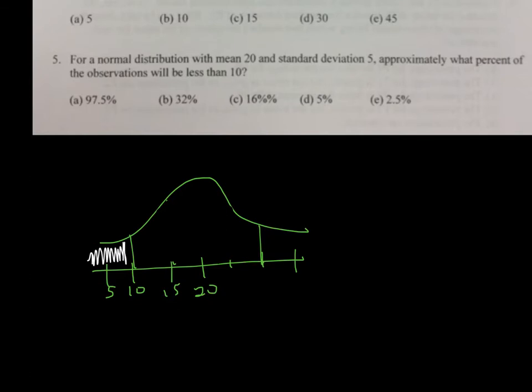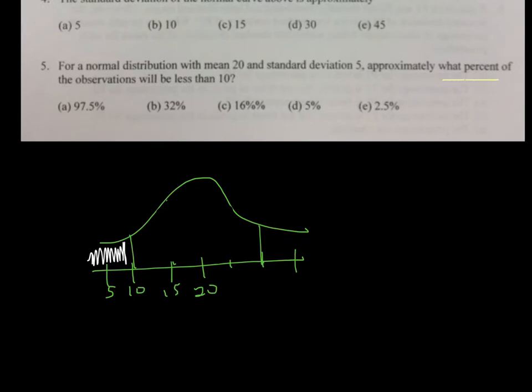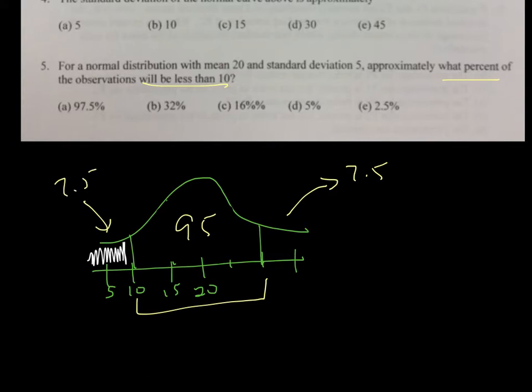On number 5, if you'll look, it's asking what percent is below, it'd be less than 10. Well, if you notice between these two right here, this is a 95% confidence interval, or that's 95%. Well, that means there's 5% left. That means there's 2.5 on this side. That means it's 2.5 on this side. Therefore, 2.5% would be your answer. So the answer choice is E.